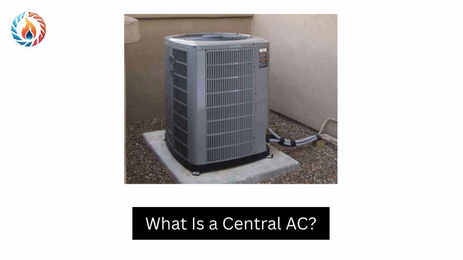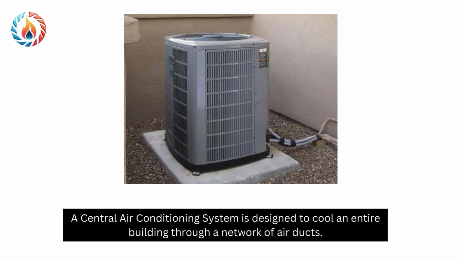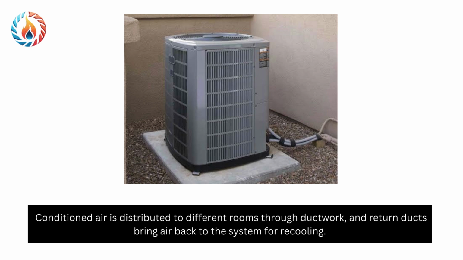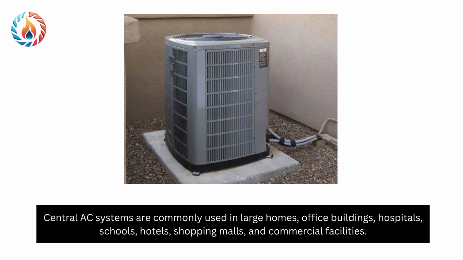What is a central AC? A central air conditioning system is designed to cool an entire building through a network of air ducts. Instead of having one indoor unit in every room, a central system uses a single indoor air handler or furnace with an evaporator coil and an outdoor condensing unit. Conditioned air is distributed to different rooms through ductwork, and return ducts bring air back to the system for recooling. Central AC systems are commonly used in large homes, office buildings, hospitals, schools, hotels, shopping malls, and commercial facilities.